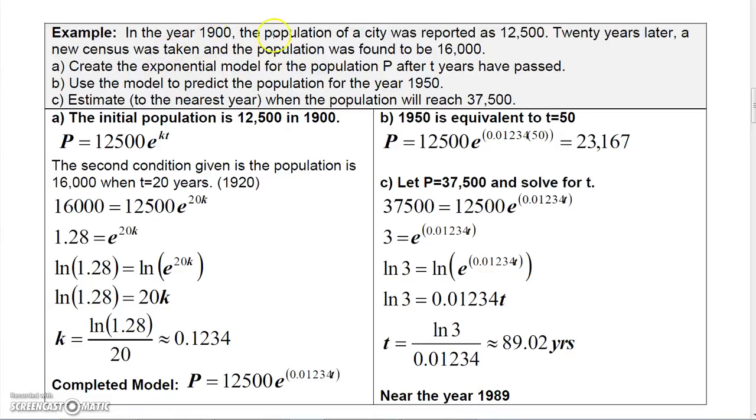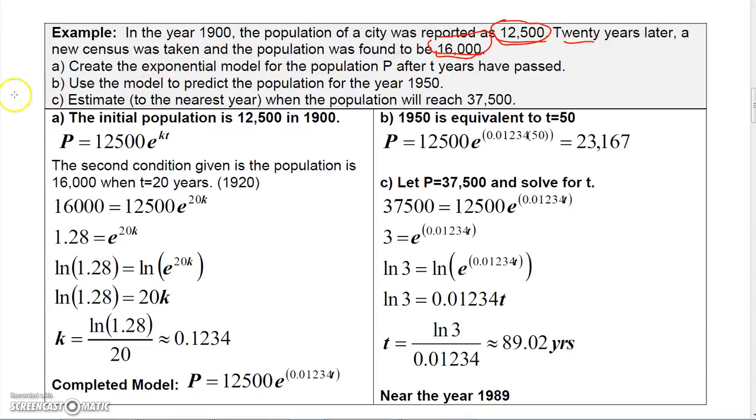In the year 1900, the population of a city was 12,500, and then 20 years later the population was found to be 16,000. Well, the two conditions that I'm given is basically that when time equals 0, which is the year 1900, I get 12,500, and then when time is 20, I get a population of 16,000.